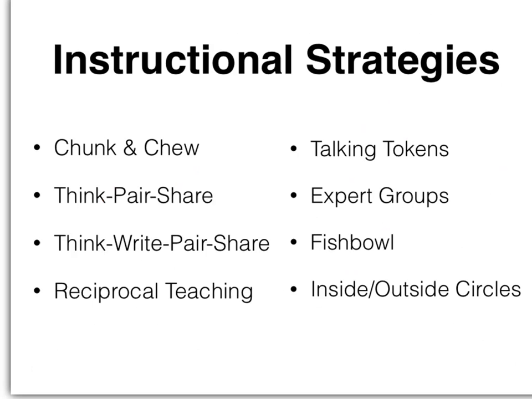Here are a few instructional strategies that could be incorporated to help us increase accountable talk in our classrooms. Some of these we know well, and others we may want to give a try, such as 10 and 2, chunk and chew, think, pair, share, think, write, pair, share, where they write before they actually share, reciprocal teaching or literature circles, talking tokens, expert groups, also popular in GLAD, fishbowl, and inside-outside circles, which is similar to parallel lines.